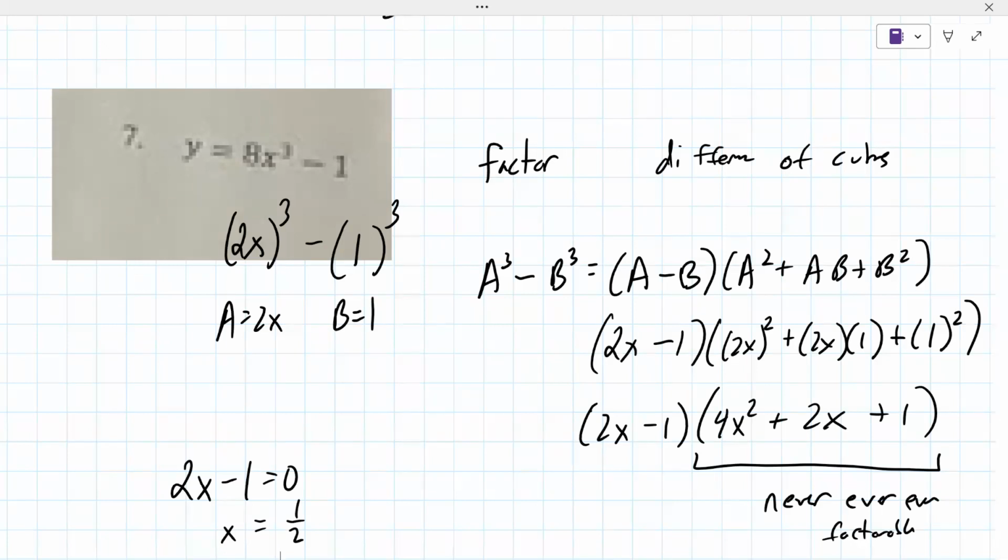All right, let me see what's next here. Okay, so for number 8, looks like it's a graphing problem.